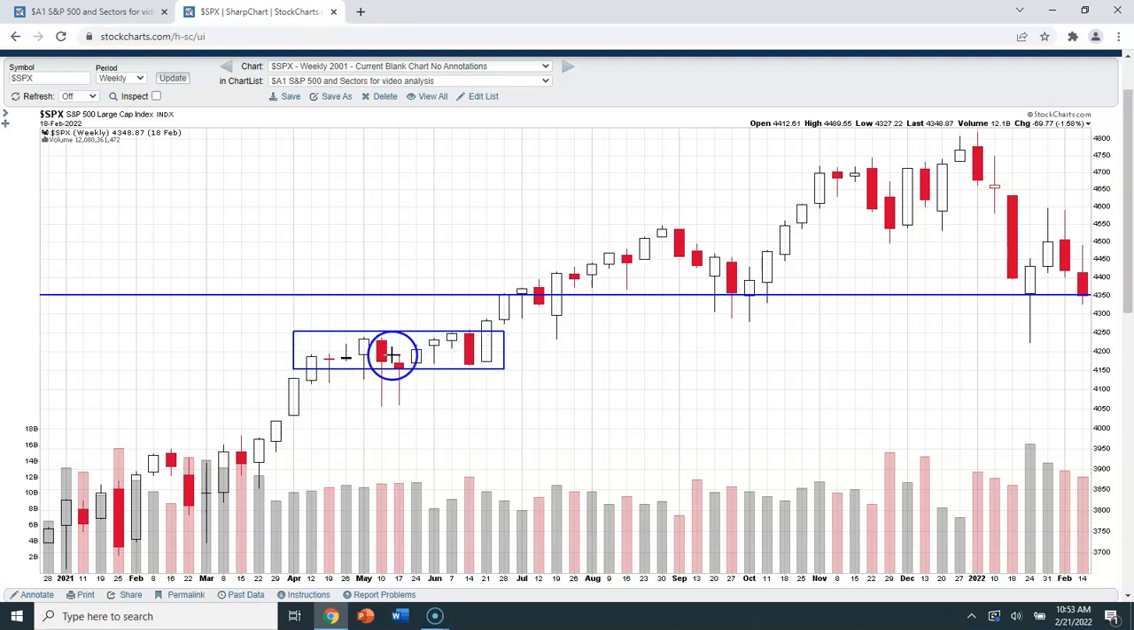All right, so these are the types of things you're looking for. You're looking for these thick areas where there's been a lot of trading as we went up, and so on the way down, those are very likely support and resistance levels.